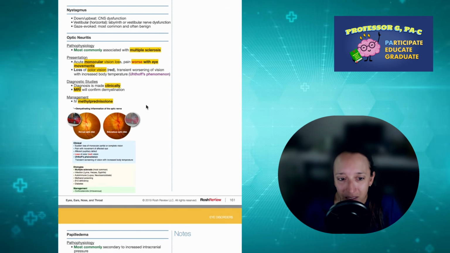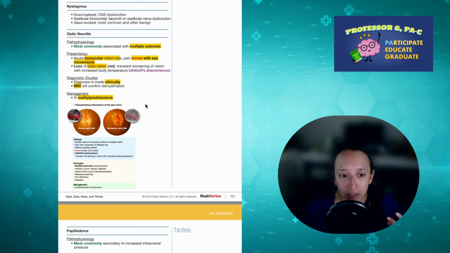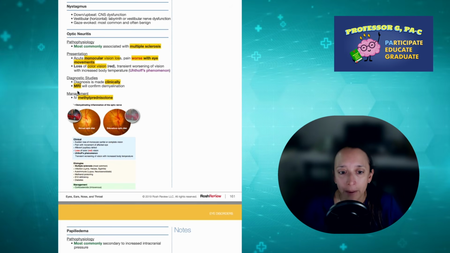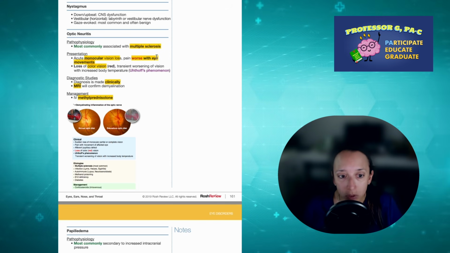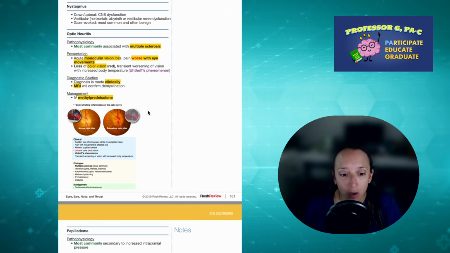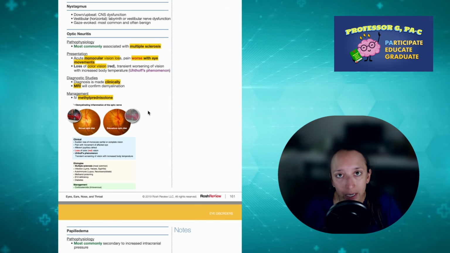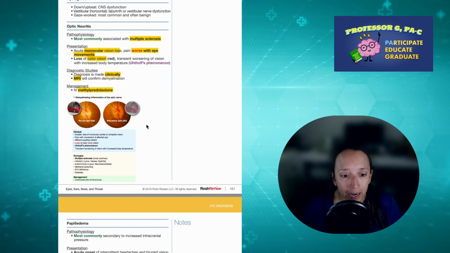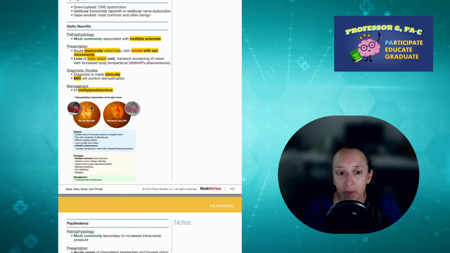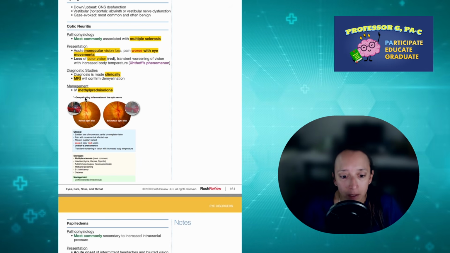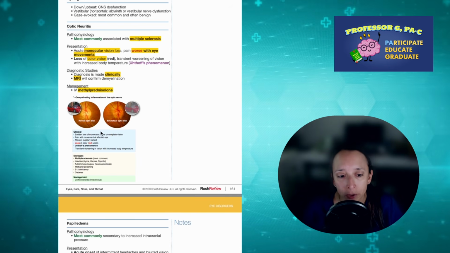And as far as diagnostic studies, the diagnosis is going to be made clinically. We also want to get an MRI to confirm that there is some demyelination that's associated with that multiple sclerosis. They also might have what's called a Marcus Gunn pupil. If you don't know what that is, look it up. The treatment for this will be IV steroids, and we'll also do the neural workup.